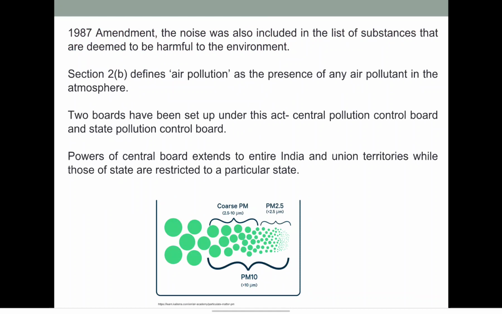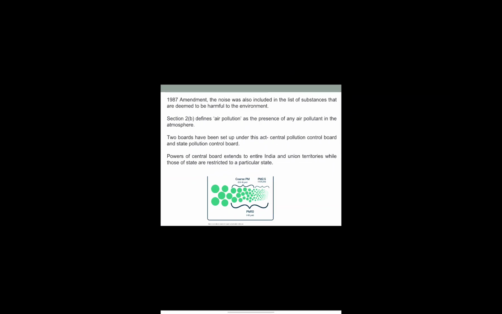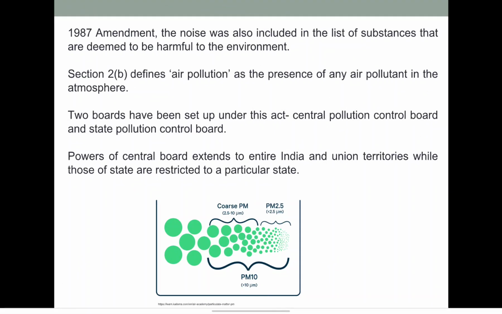Okay. So below is an illustration where you can see particulate matter. Here you can see that the PM 2.5, that is the size of the particulate matter, is less than 2.5 micrometers. This is very, very dangerous. Okay, it can enter your body easily and cause a number of respiratory problems. Okay. So PM 2.5 presence in the air is considered as harmful. Okay.